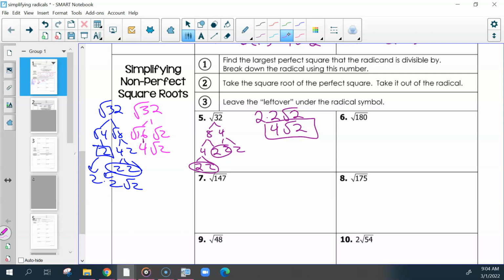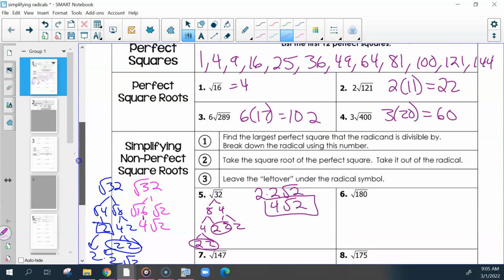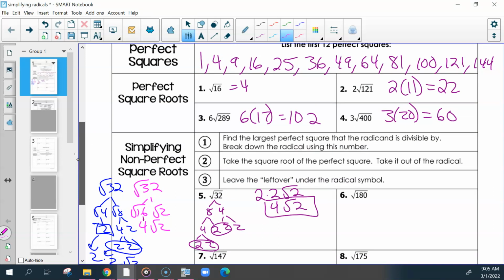Alright. So doing the shorter way first. We need what is the highest perfect square I can divide 180 by. So if you're not sure, start dividing. 180 by 144. 180 by 121. See if you get a full number.